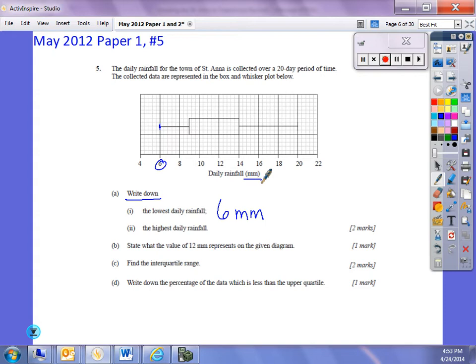The highest daily rainfall. So again, I'm looking at the end of my box and whisker plot, and that would be 20 millimeters of rain. State what the value of 12 millimeters represents on the diagram. So we know that that center line that's marked in the inside of the box represents the median of the data.